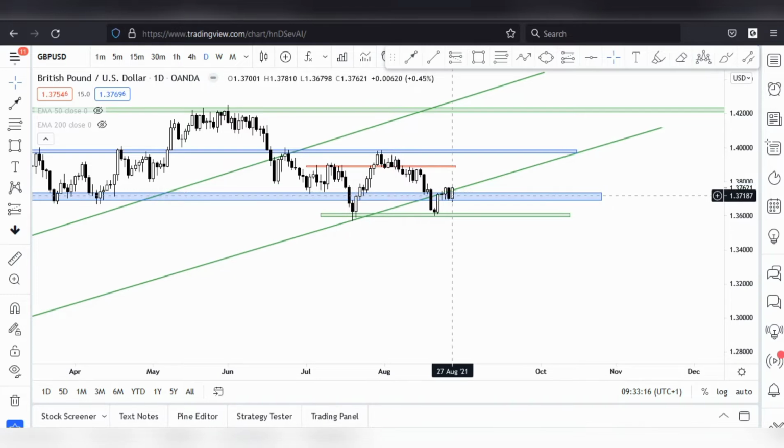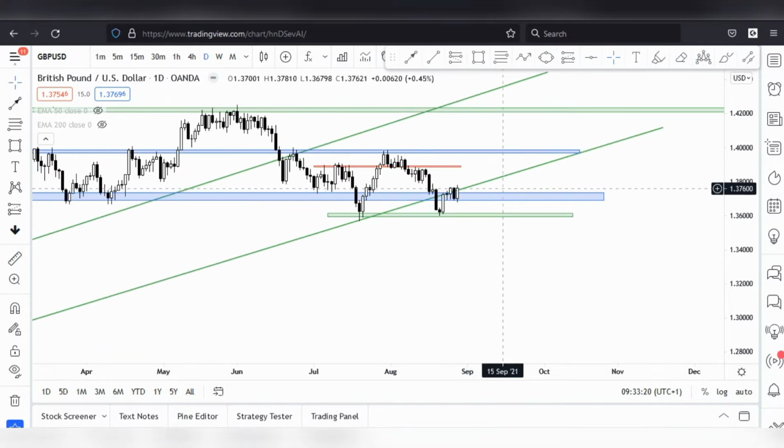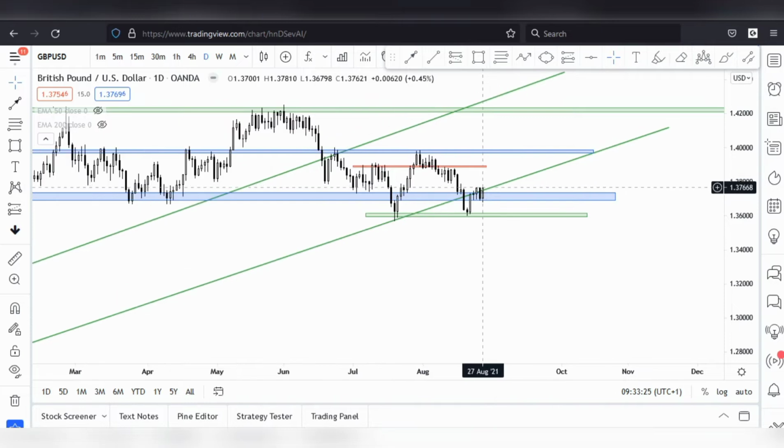Now we're at this resistance level over here, and price has closed above it, which is an indication that price could continue all the way to the top.